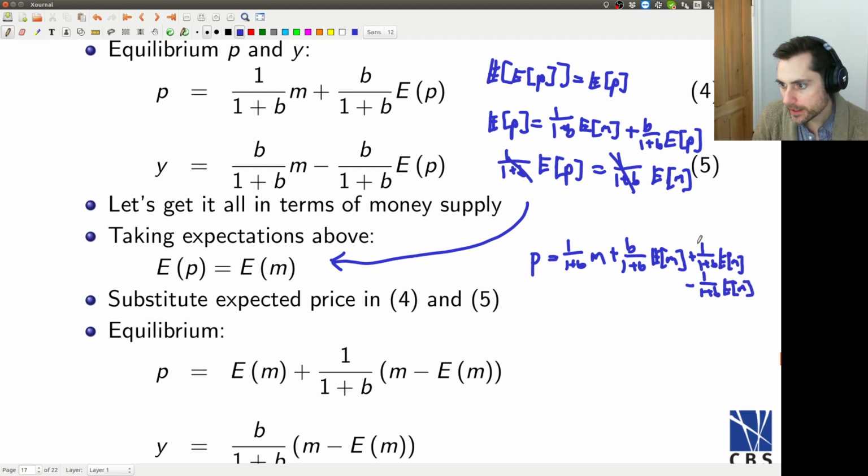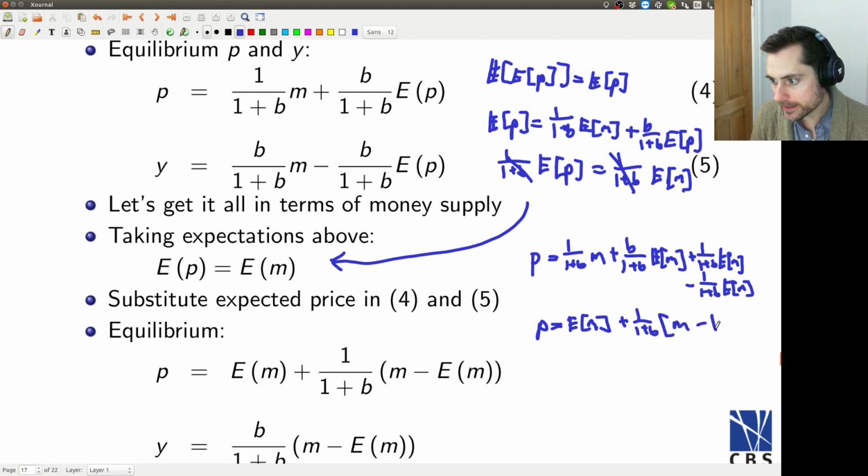Okay, and what you'll see here is that I've got a 1 over 1 plus B times EM here, and a B over 1 plus B times EM here. When you add those two together, you just end up with an EM. So let's do that here. Okay, so that takes care of this term and this term. Now here I've got an M and an expectation of M with the same coefficient, so I can actually just add 1 over 1 plus B times M minus EM. Okay, so that's how we get this expression.